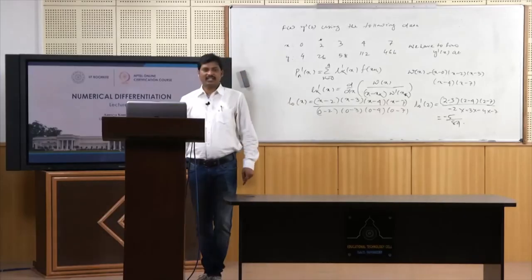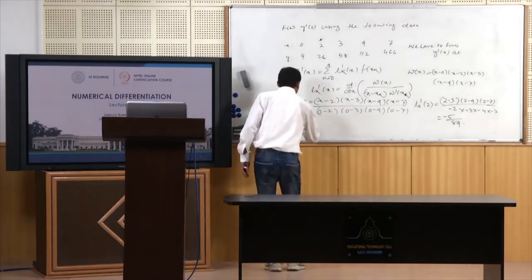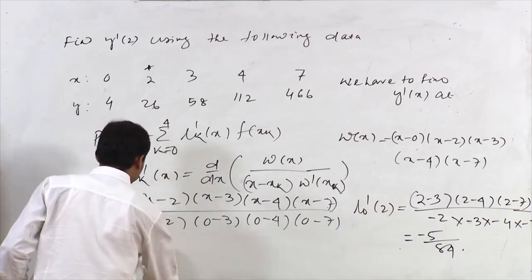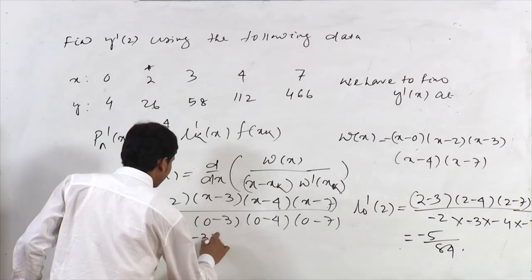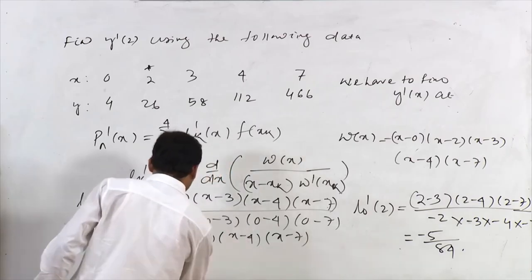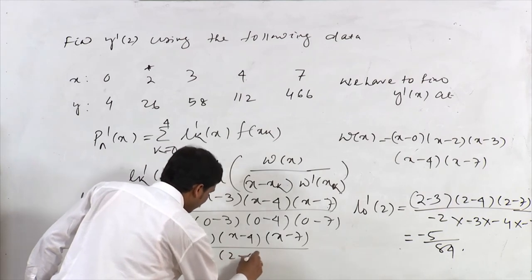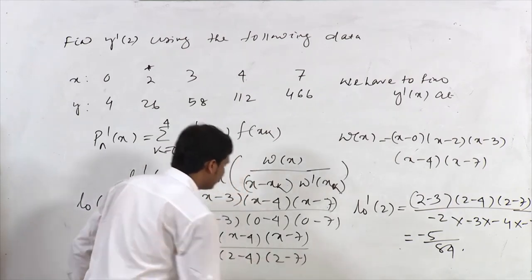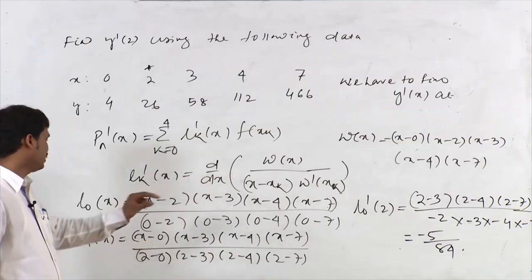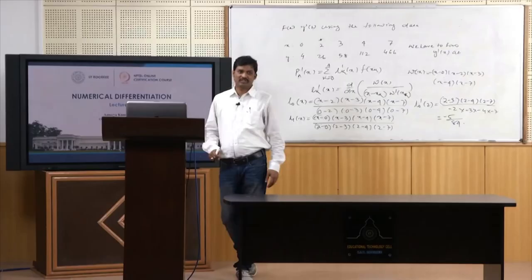Similarly, if you just calculate here L1 dash of 2, the next immediate calculation is L1 of x. L1 of x can be written in the form of x minus 0, x minus 3, x minus 4, x minus 7, divided by 2 minus 0, 2 minus 3, 2 minus 4, 2 minus 7. And if you take the derivative with respect to x and put the value 2 there, all these terms will exist here.